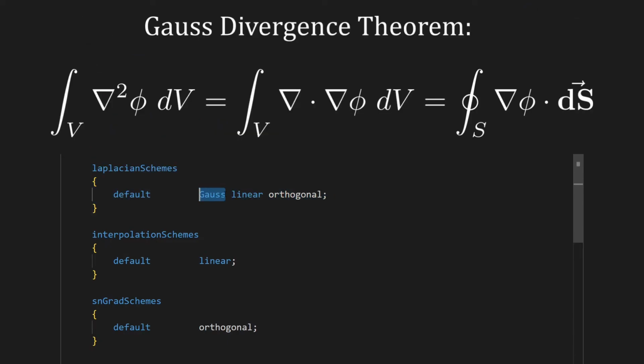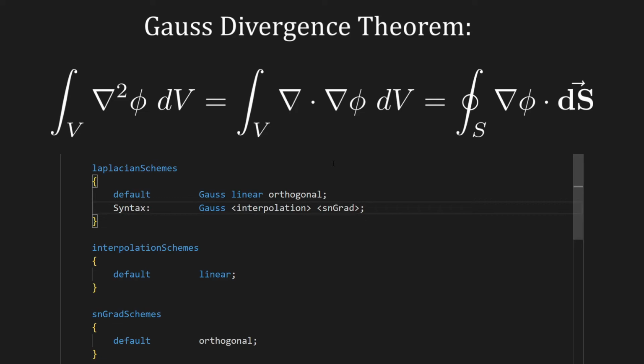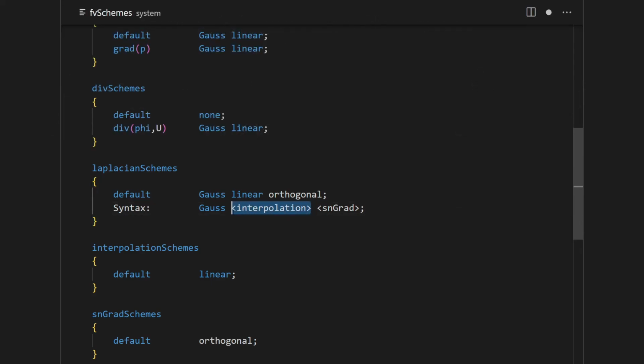Gauss again refers to the Gauss divergence theorem, so we'll end up with a surface integral of a dot product of a gradient and a surface normal vector. So we need two things, an interpolation scheme and a surface normal gradient scheme. In this case, linear is the interpolation scheme and orthogonal is the surface normal gradient scheme. The setting I almost always use is Gauss linear, followed by whatever is in snGradSchemes.